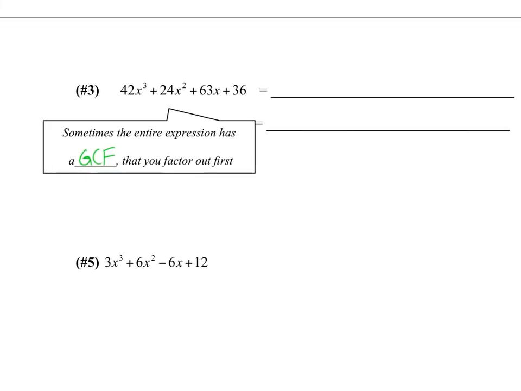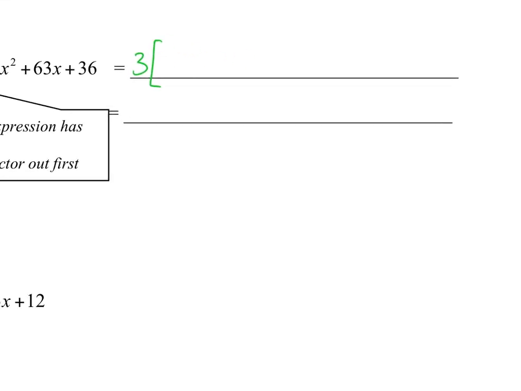So we have 42x to the third plus 24x squared plus 63x plus 36. All right, is there a number or an exponent that goes into all these numbers? The answer is yes, and it is 3. So I'm going to do 3, and then I'm going to do square brackets for now. You'll see why in a second. We're going to keep square brackets here, okay?